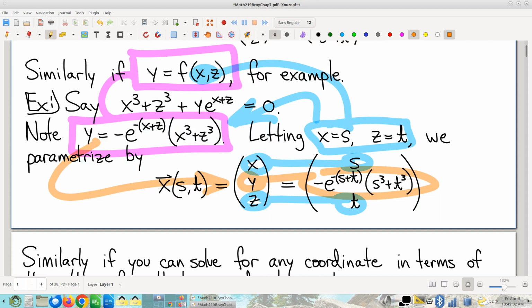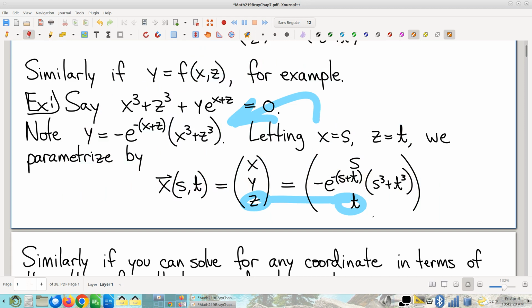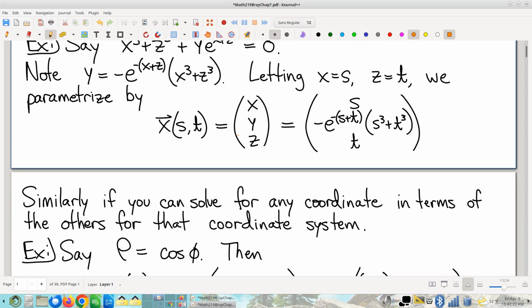And what's kind of beautiful about this is that I really don't know what this surface looks like. Right off the top of my head, it's pretty weird. I don't know what the picture is, but I can parameterize it even without knowing what it looks like. So, neat trick. Alrighty. One last example.